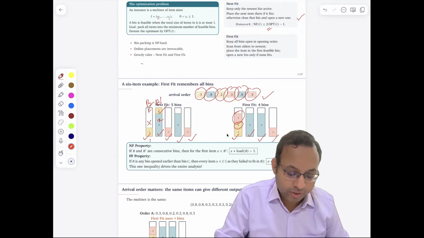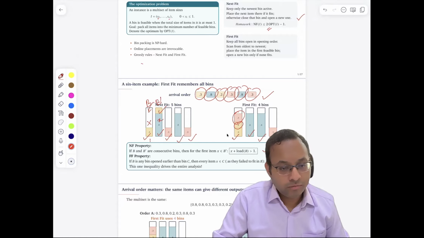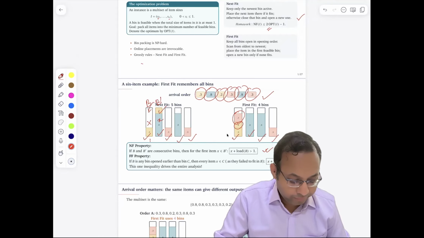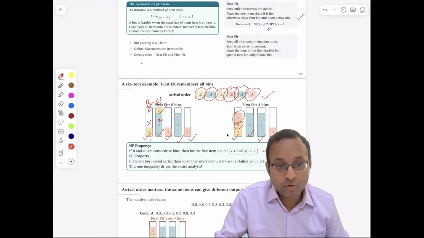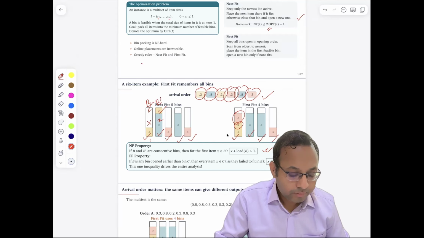And in fact, using this property itself, you can show a guarantee of two approximation. Intuitively, if I take any two consecutive bins, their total load is crossing 1. Now, first fit has extra properties which are helpful to beat the factor of 2. We'll get actually 1.7 asymptotic approximation guarantee.